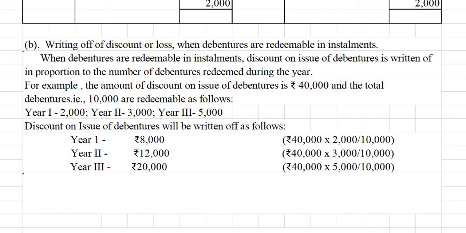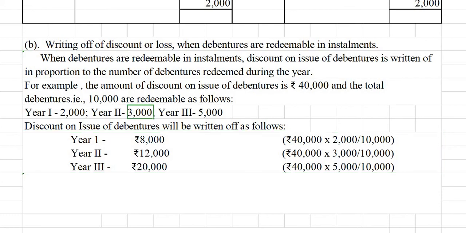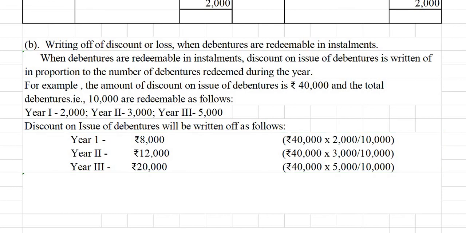Then in the second year, how much will be written off? See, we have 40,000 rupees discount with us. That is for 10,000 debentures. Out of that, 3,000 are being redeemed in the second year, isn't it? So 40,000 into 3,000 divided by 10,000. That's why we have got 12,000 rupees.